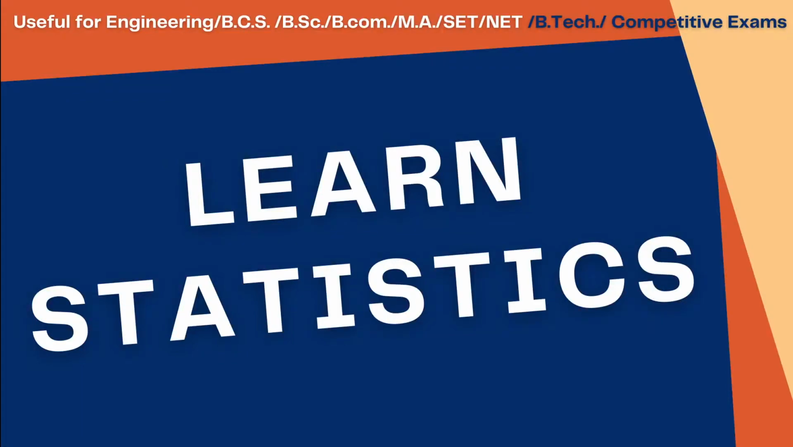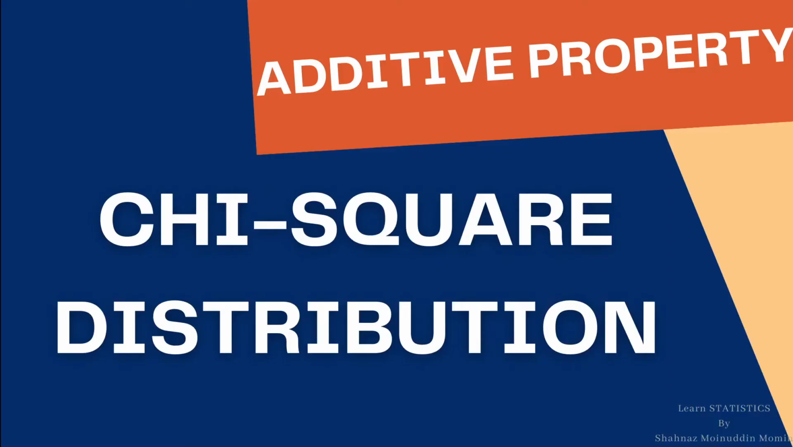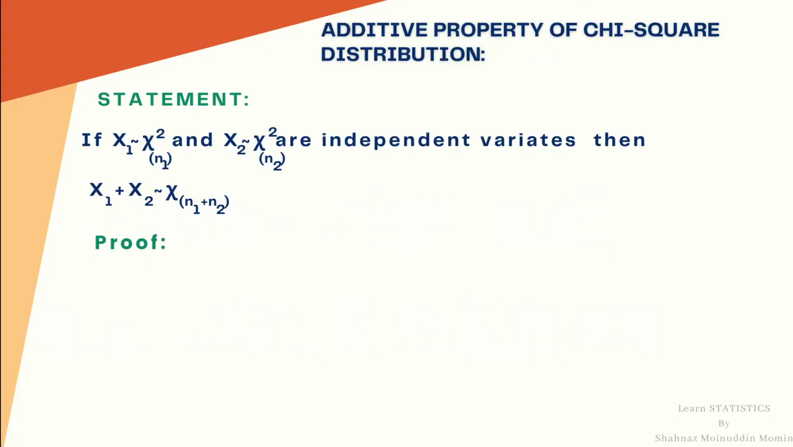In this class we are going to learn statistical concepts in a simple and easy way. The topic of today's lecture is chi-square distribution. In this topic we will discuss the additive property of a chi-square distribution.